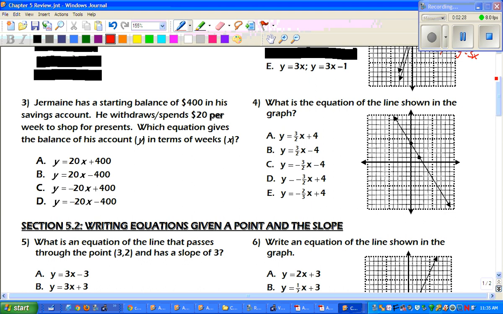Jermaine has a starting balance of 400 in his savings account. He withdraws $20 per week. Which equation gives the balance of his account y in terms of week? Okay, so that's where he's starting, so that means he has $400, okay? And this is 20 per week, so that's 20x, and he withdraws that, which means he's subtracting it, okay? So y equals negative 20x plus 400 gives you an answer of C.